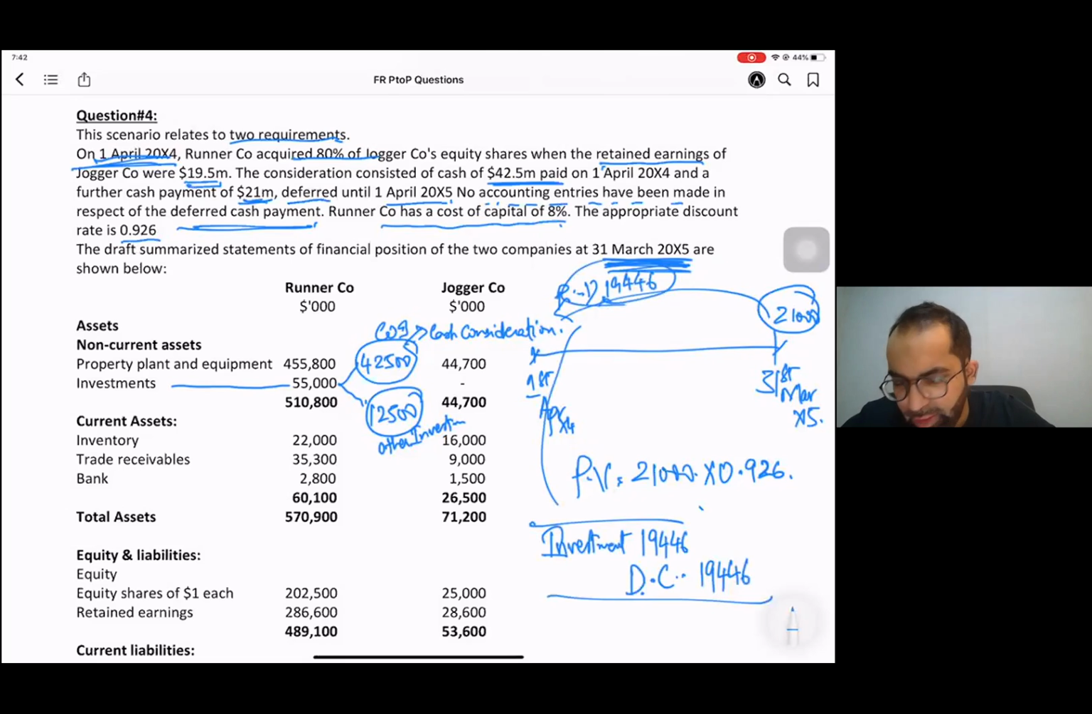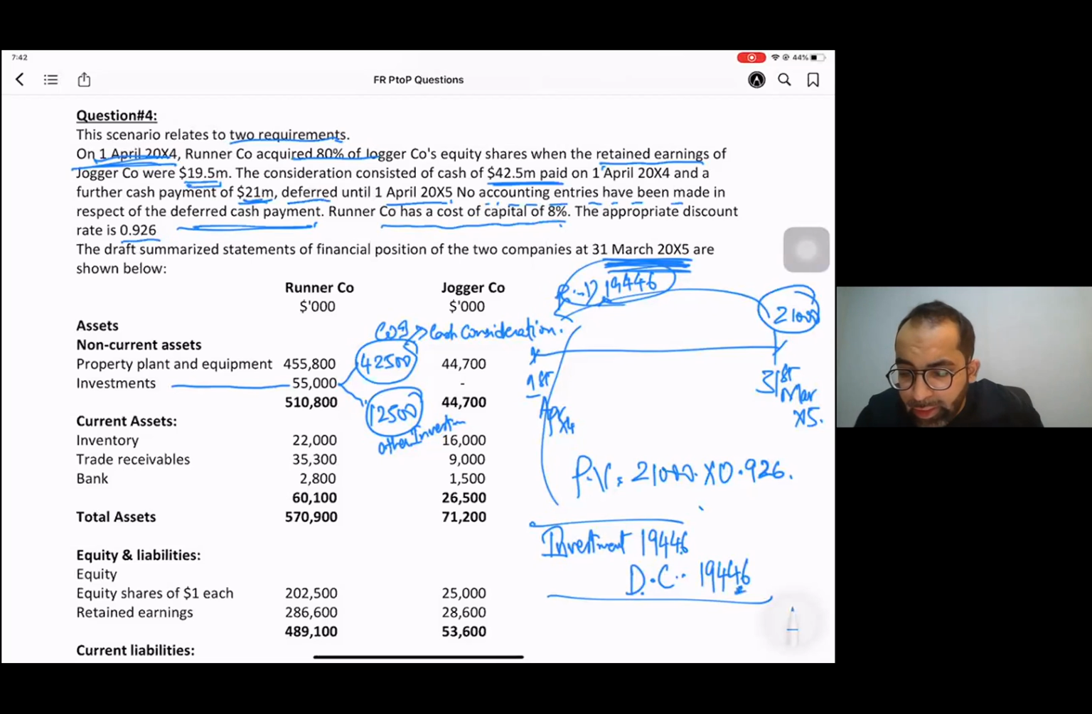Investment debit 19446, and deferred consideration credit 19446.